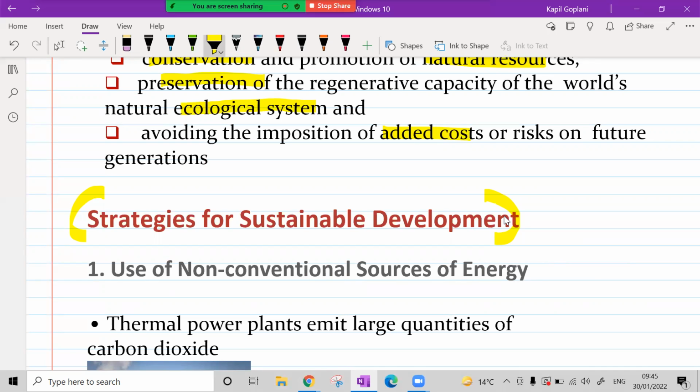Tell me. Solar panel. Solar panel, very good. And apart from that, any other example?